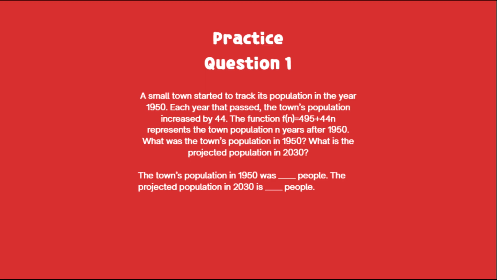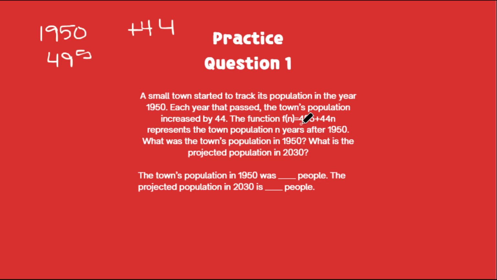Okay, here's practice question 1. A small town started to track its population in the year 1950. Each year that passed, the town's population increased by 44. So 1950 is when we started, and each year we're adding 44. The function f of n is equal to 495 plus 44n. So in 1950 we obviously had 495 people. It represents the town population n years after 1950. What was the town's population in 1950? What is the projected population in 2030? Sorry, I gave you an answer. Pause it, figure it out.